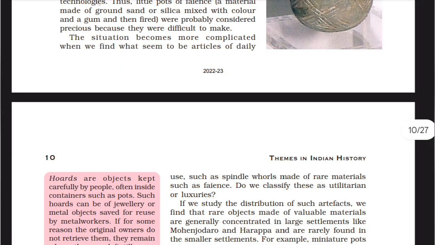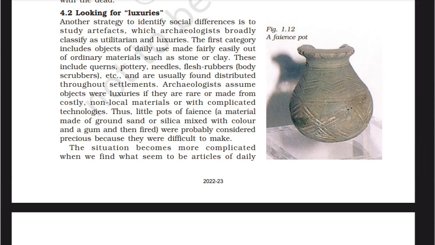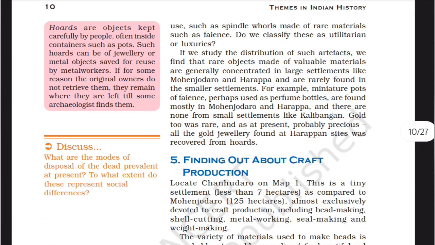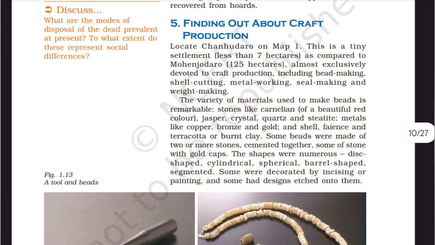Now the example of luxuries can be jewelry, ornaments, the rare things that were made of rare and expensive material. Now moving to our next part, which is finding out about the craft production.